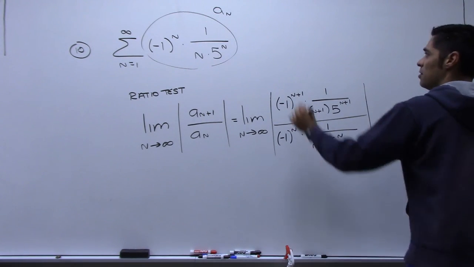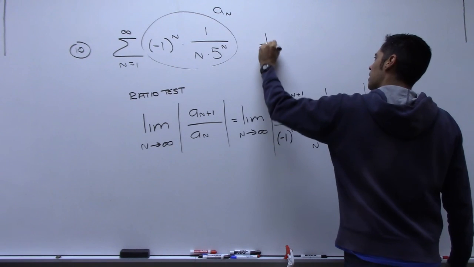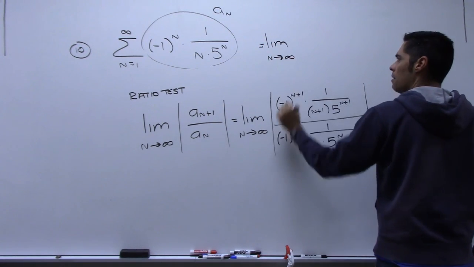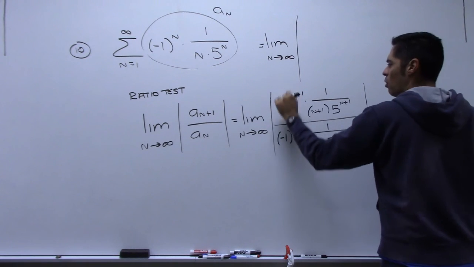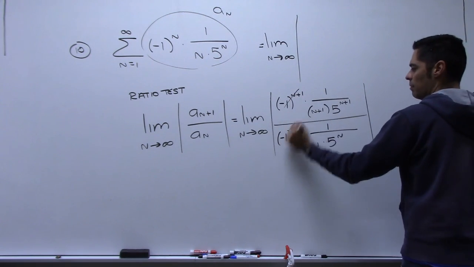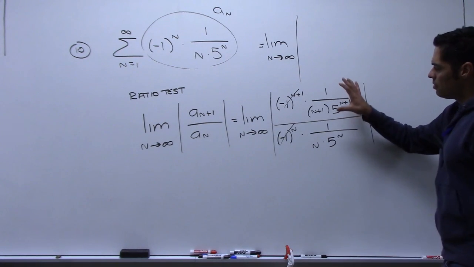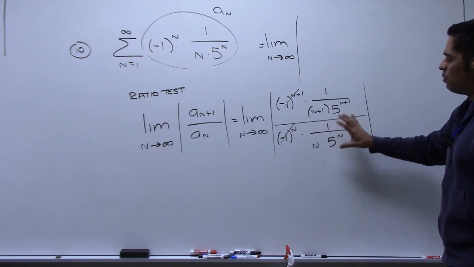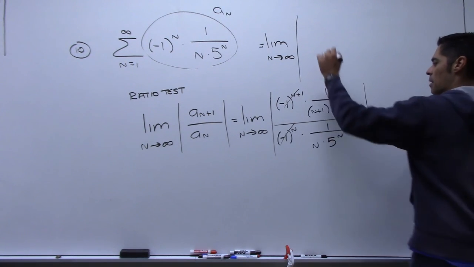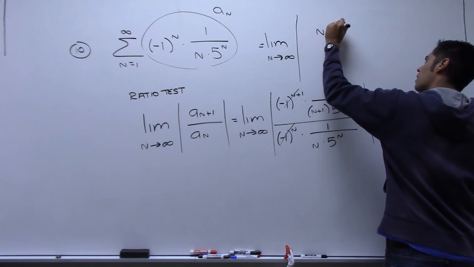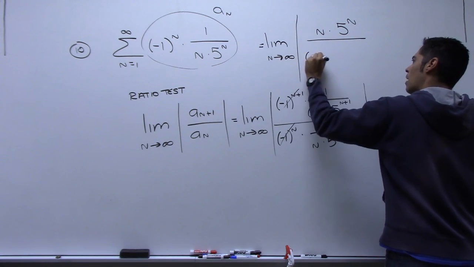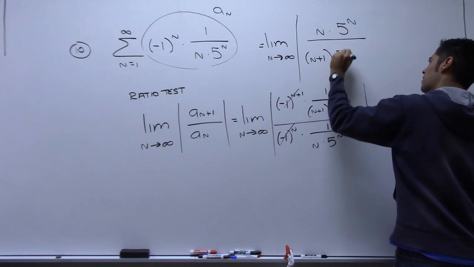So this turns into the limit as n goes to infinity of the absolute value. So I'm ignoring these now, and I have this over this, right? So I have a fraction over a fraction. So what I'm going to do is take this and flip it. And when I flip it, this is what I get. N on top with 5 to the n, and below it will be n plus 1 times 5 to the n plus 1.